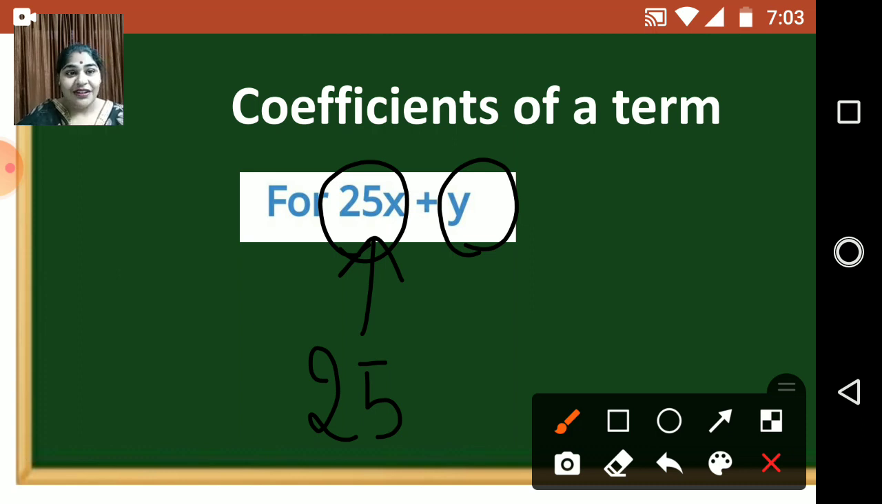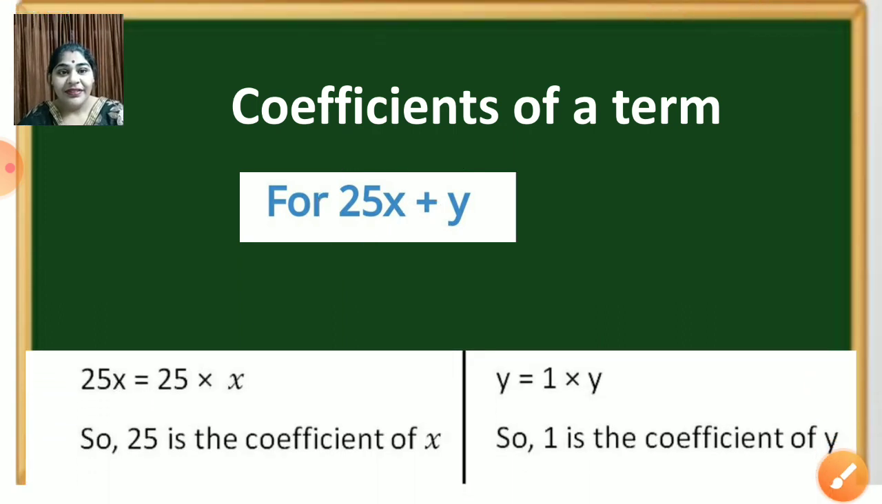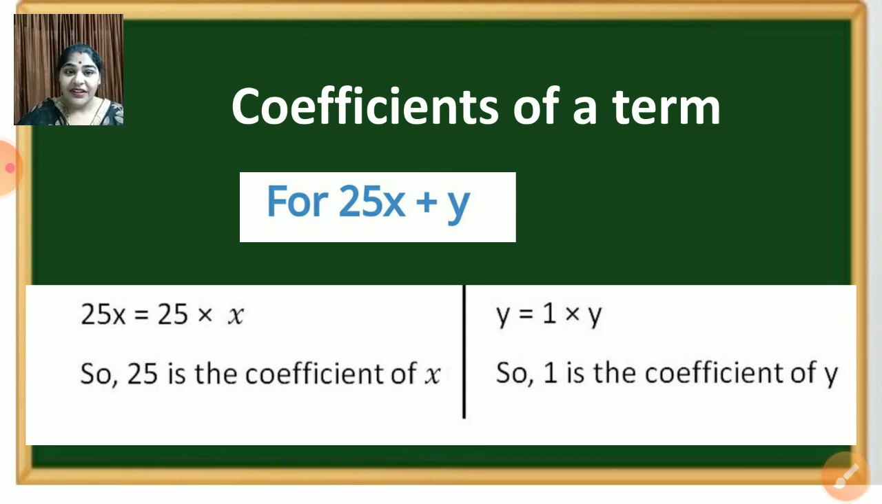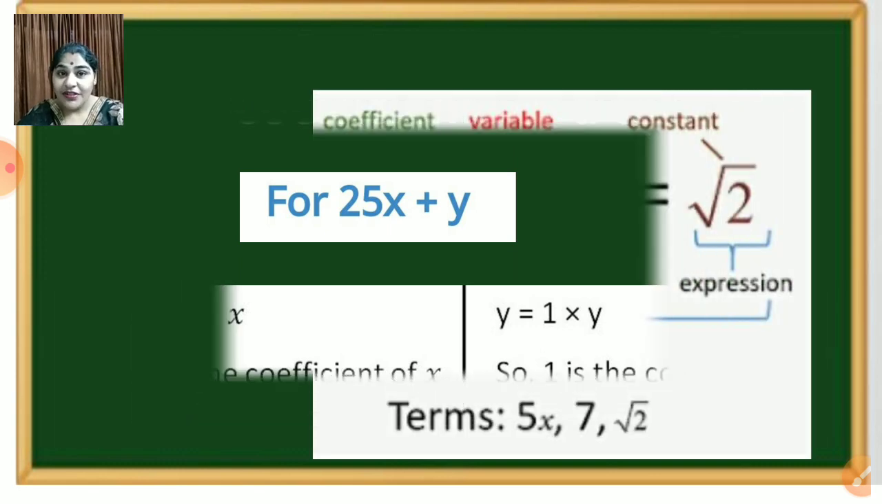Coming to the next term, that is y. There is no number written, so it is 1. So the coefficient of y is, children, 1. In the 25x term, the factors are 25 multiplied by x. So 25 is the coefficient of x, and y is equal to 1 multiplied by y. So 1 is the coefficient of the term y. Now I think it is clear what is term, coefficient, factors and constants.